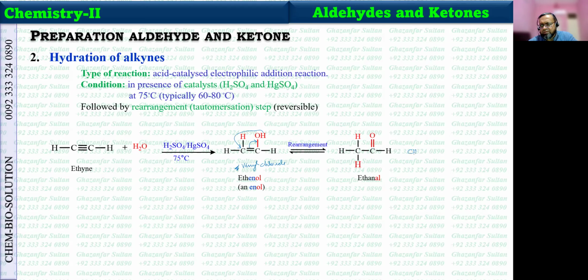You can write it like this: CH3CHO or CH3 C double bond O. In any way you can write it. But remember that both the carbon atoms are same. They have the same number of hydrogen atoms. So only one product is obtained and no Markovnikov's rule is applied.